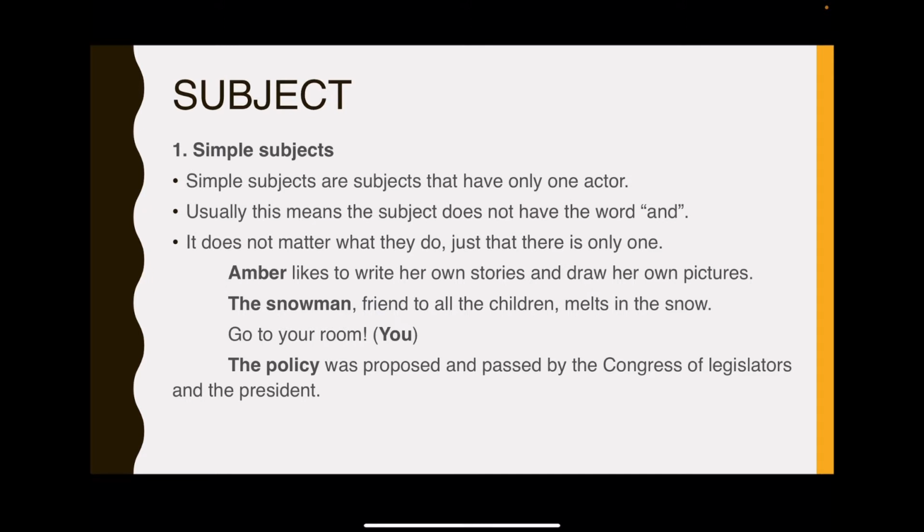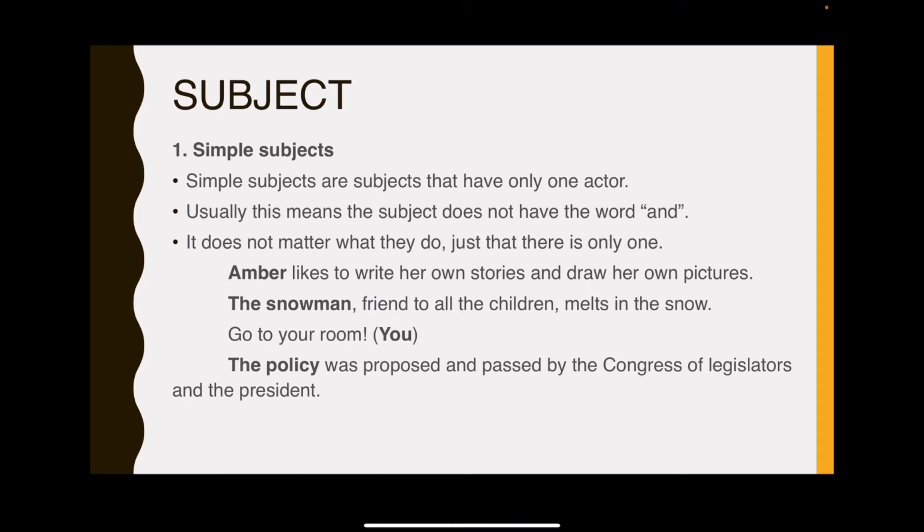I'm talking only about the part of the subject, okay? Not "and" that is used within the sentence, but here only the part of the subject. And it doesn't matter what they do, just that there is only one, okay? But think about the words boy and boys. It's counted as the simple subject, okay? Because there is only one group of the subject here in that sentence.